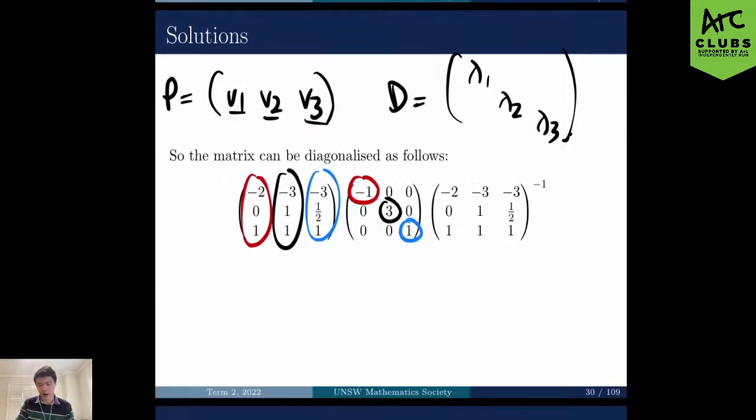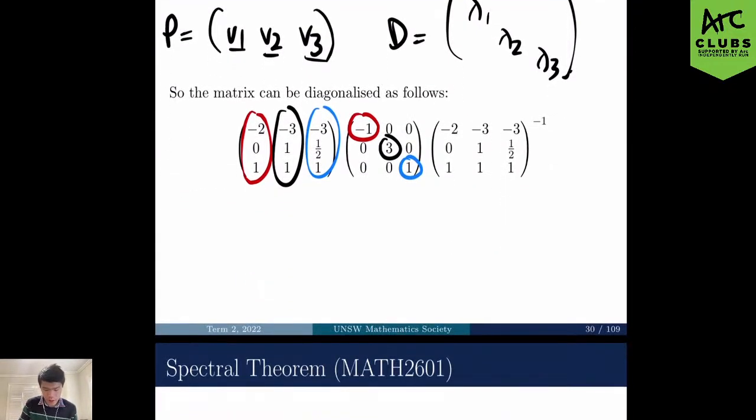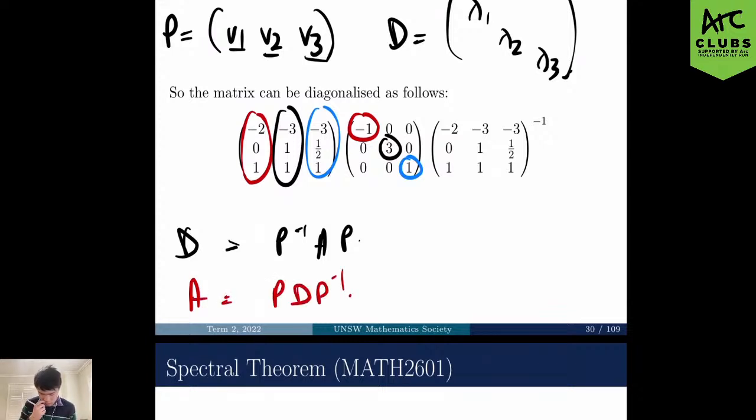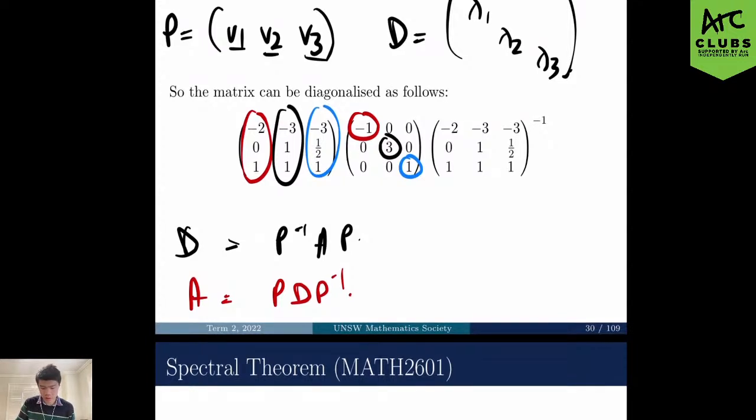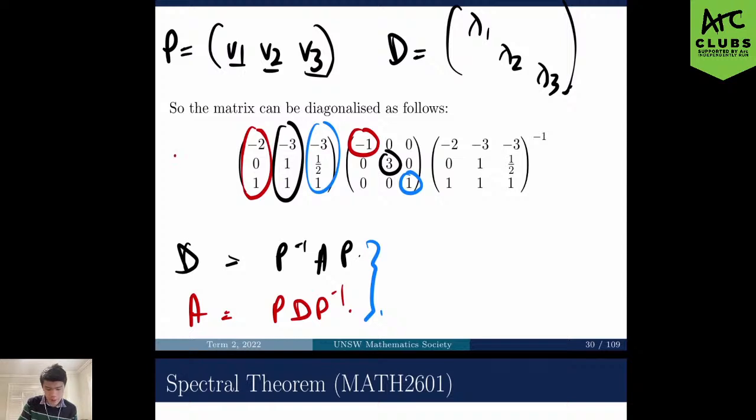Right, and all we have to do is just remember our two equations. So we've got one of these two things. In this case, we've chosen to basically say that A is equal to P first. So just remember, if A is the subject, you put P first. If D is the subject, you put P inverse first.